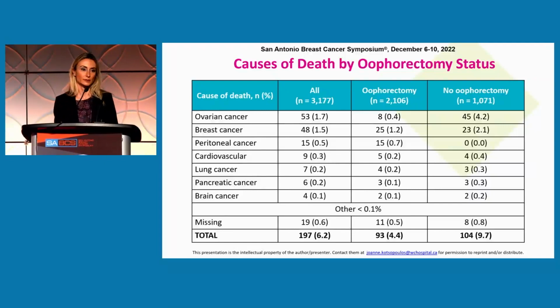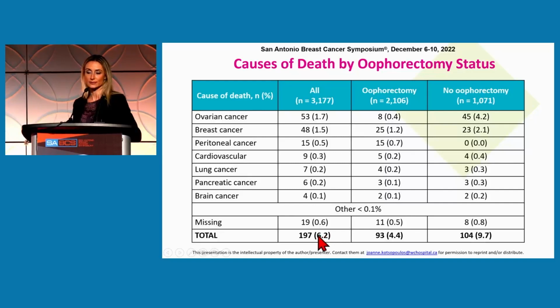So we conducted a purely prospective study. So we excluded any woman who had any diagnosis of cancer at the time of enrollment and followed them over time. And there were 3,177 women who were eligible for this prospective analysis. 2,108 had undergone an oophorectomy at some point over the follow-up. 1,071 had not.